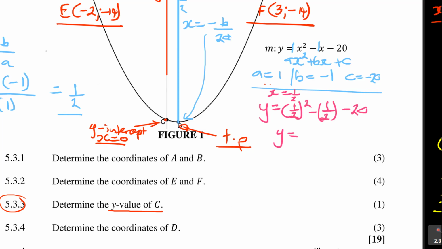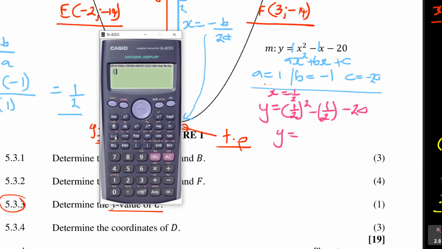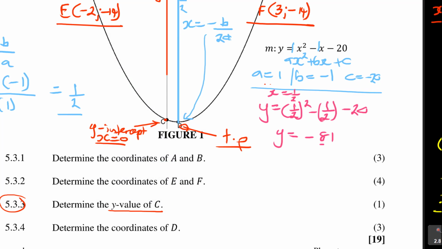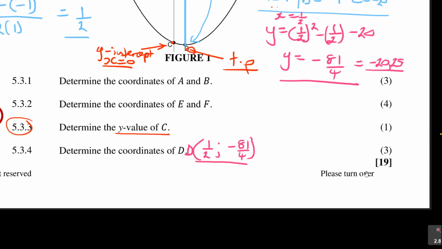So if you do that, let's see what we get. It's 1 over 2 squared minus 1 over 2, alright, minus 20. And then it gives me negative 81 over 4. So it's negative 81 over 4. You can leave it like that, which was equal to negative, I think it was 20.25, something like that. So when they say the coordinates of D, you write 1 over 2 and then negative 81 over 4. It makes sense. X is positive, and then that you write D there, and Y is negative. So guys, that's how you go on getting this 19 marks.